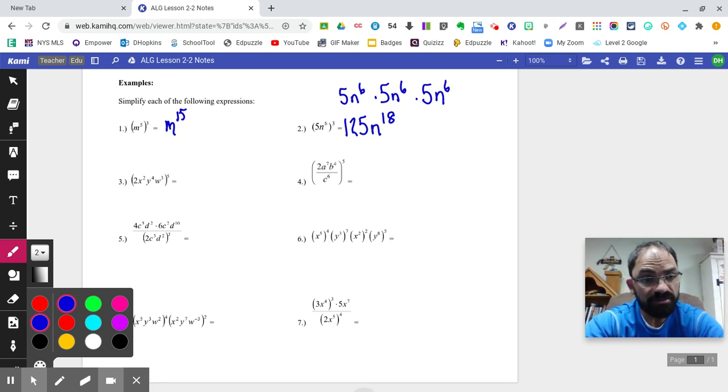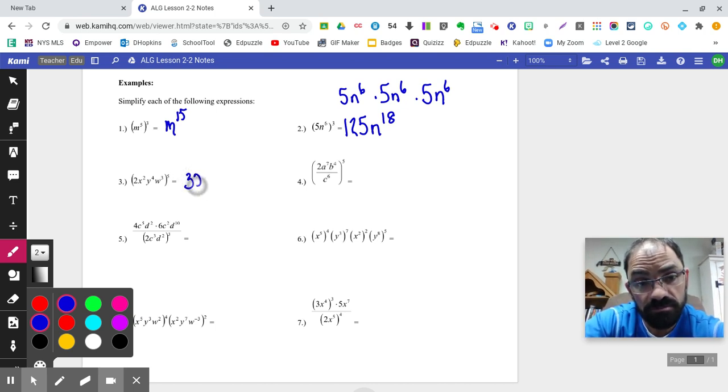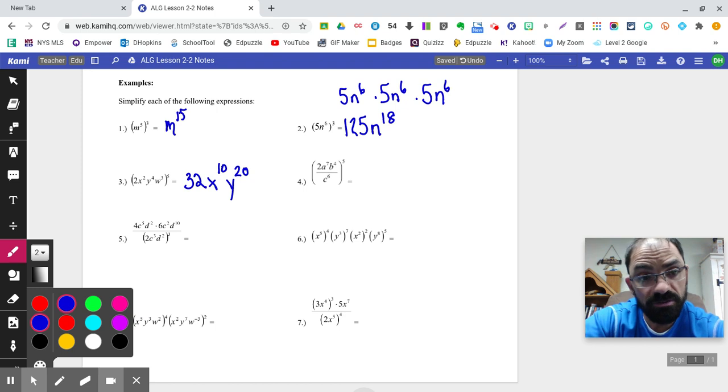Okay, so everything inside this set of parentheses is raised to the 5th power. So 2 to the 5th power: 2 times 2 is 4, times 2 is 8, times 2 is 16, times 2 more is 32. X squared to the 5th power is x to the 10th. Y to the 20th. And w to the 15th. So we're multiplying those powers.